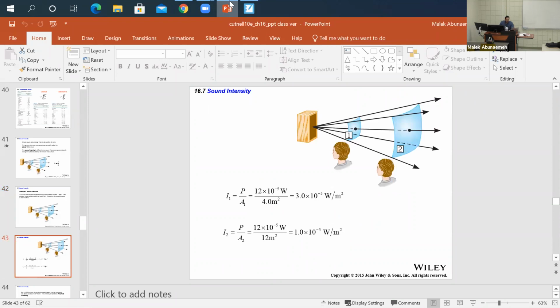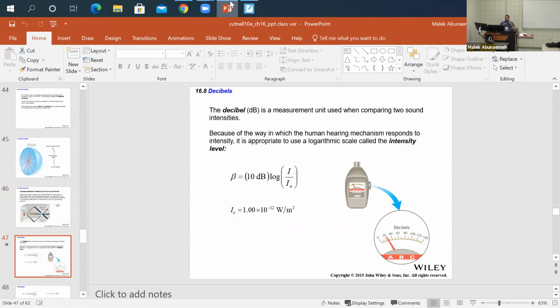Perfect. Now, when you actually hear music or noise, whatever, we have to do something called a decibel. Your decibel is a measurement unit used when comparing two sound intensities, because the way in which human hearing corresponds to intensity, it's appropriate to use logarithmic scales for intensity level. Your intensity level, which is beta, is going to equal 10 dB multiplied by log I over I naught. I naught is your initial or main intensity, which is 1 times 10 to the negative 12 watts per meter squared.